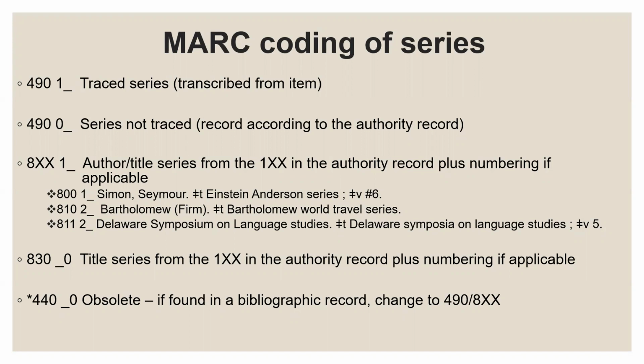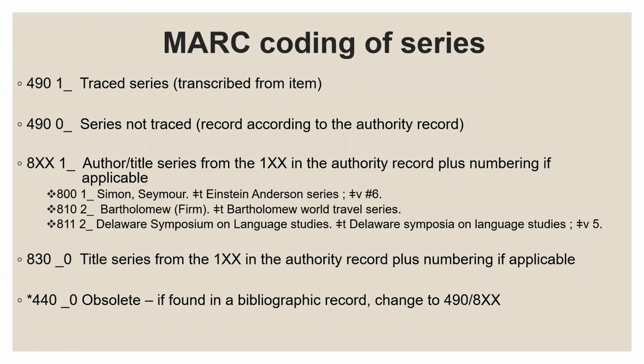Then in your 8XX, there are several things that you can have. You can have an 800, which is an author title series, and you use the 1XX in the authority record plus any numbering that you may find in the authority record to make that field.